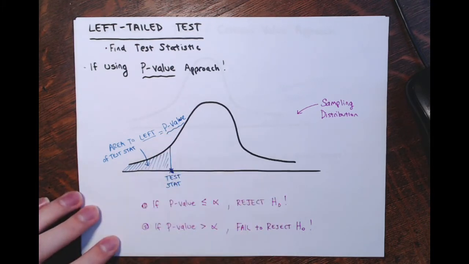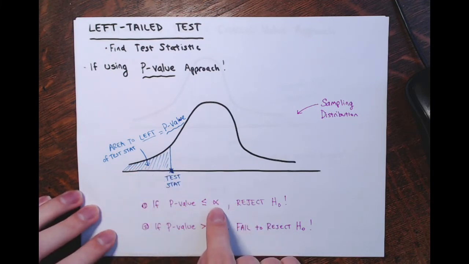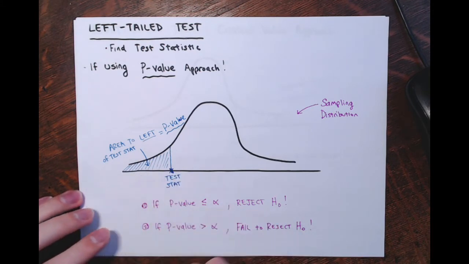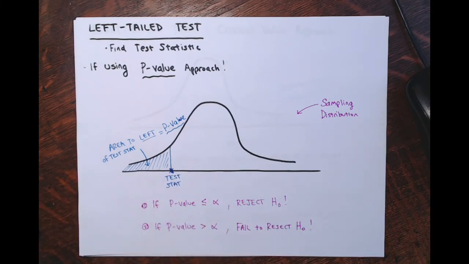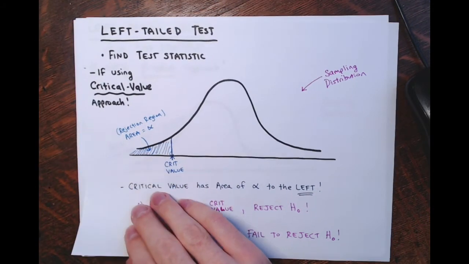And then you compare the p-value to the significance level. If this area here is less than or equal to alpha, well, that means my test statistic is in that rejection region I showed you on the previous page. Right? It would mean it would be over here where there's an area equal to alpha.